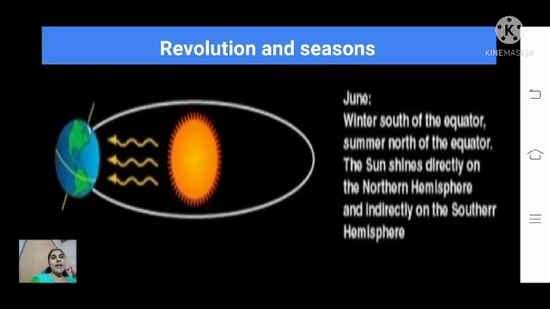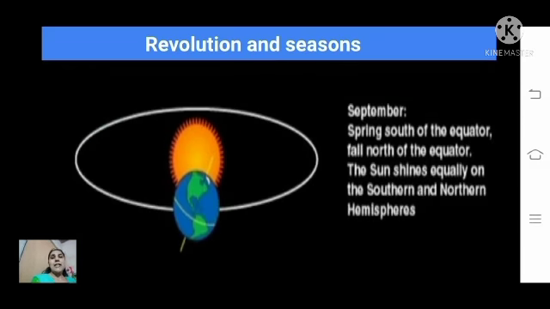Okay. Again, earth moves and reaches the another side of the sun. At this time, again the sunlight falls equally on the two hemispheres. That means southern hemisphere and northern hemisphere. At this time, southern hemisphere has spring season and northern hemisphere has autumn season. Okay. So, like this, because of the revolution of the earth, we feel the different seasons. Clear, children?